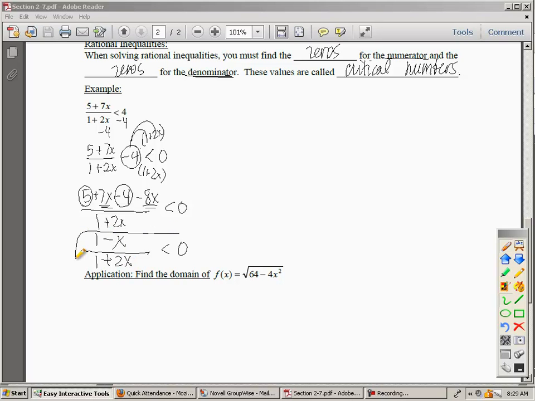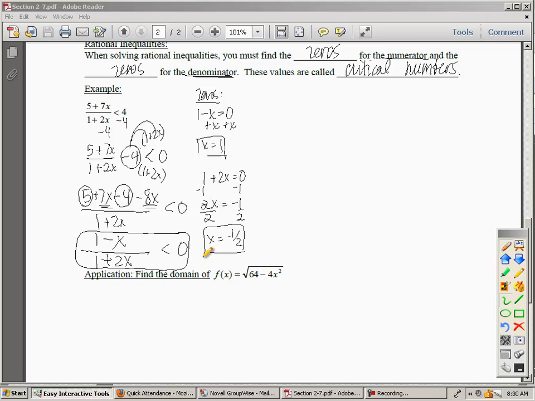Okay, so this is actually the function now we're going to be working with. And so my goal is to find the zeros. So let's do that first. I can find the numerator, 1 minus x equals 0. Therefore, x equals 1. And I can find the denominator, 1 plus 2x equals 0. 2x equals negative 1. So when I divide by 2, x is negative 1/2. So these are my two critical numbers.